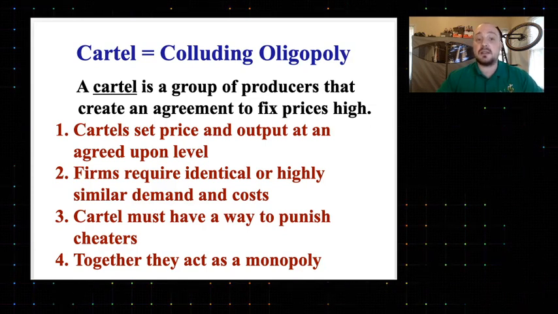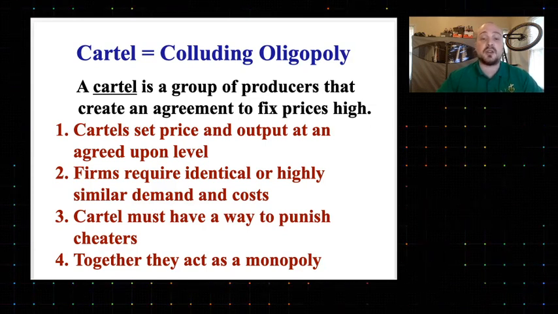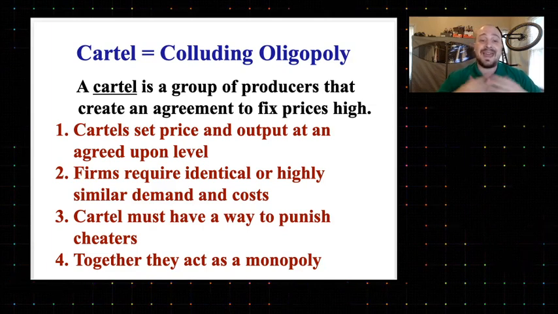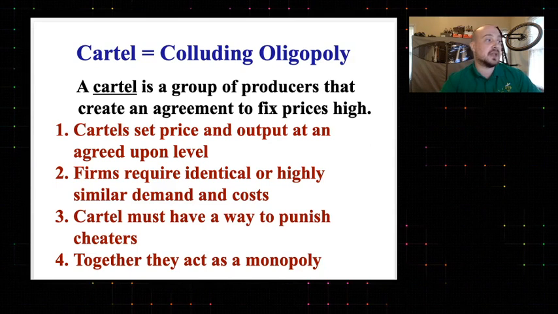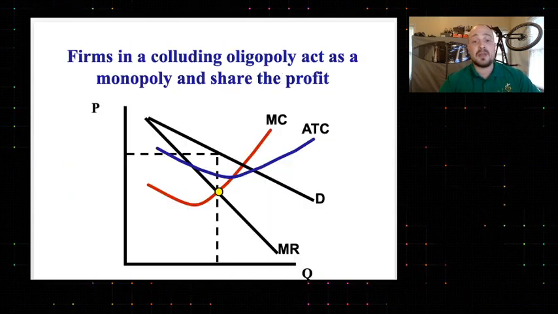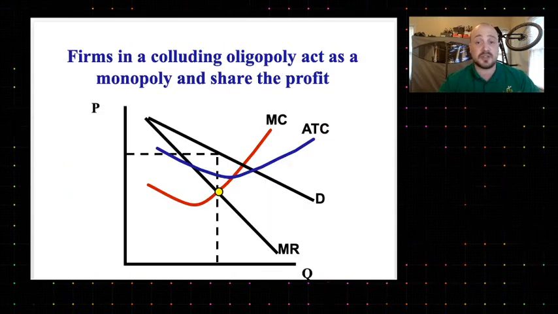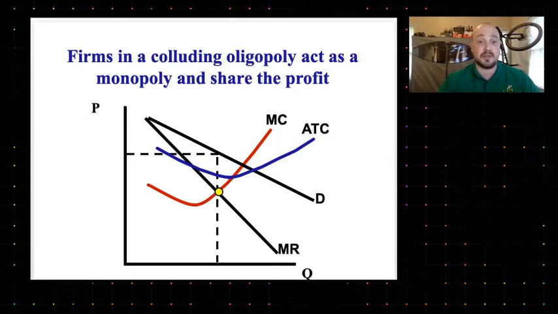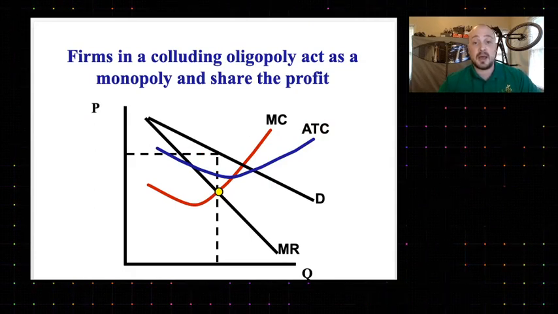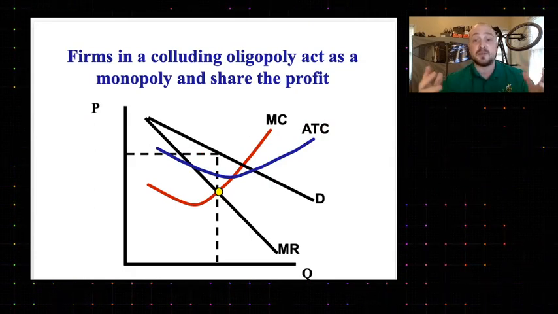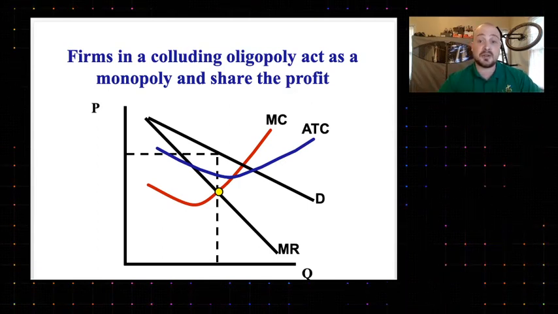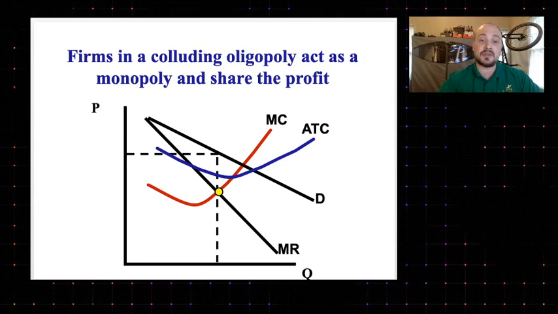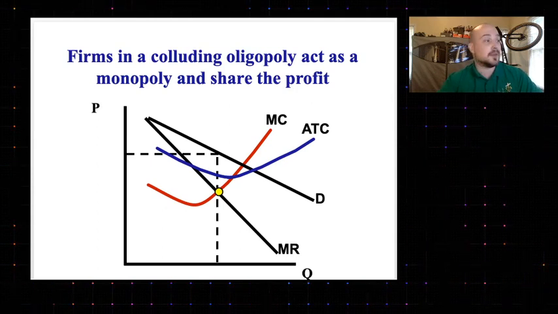Like I said, this is illegal, and it creates what's called a cartel, right? This cartel, this group of oligopolies, they work together to create a monopoly, and so the graph is very similar. It's just your basic monopoly graph. So instead of it being one business, now it's a bunch of businesses working together. They agree to set up the price a certain way, they agree to set the output a certain way, and they share in the profits.